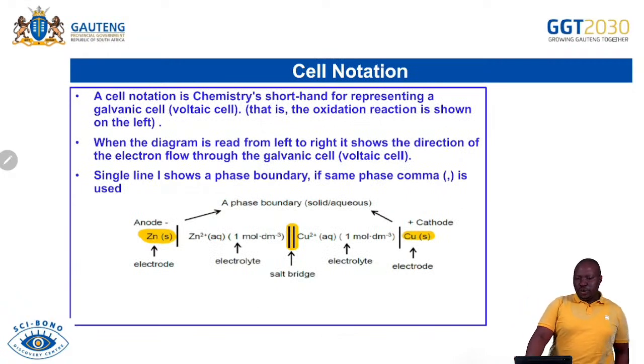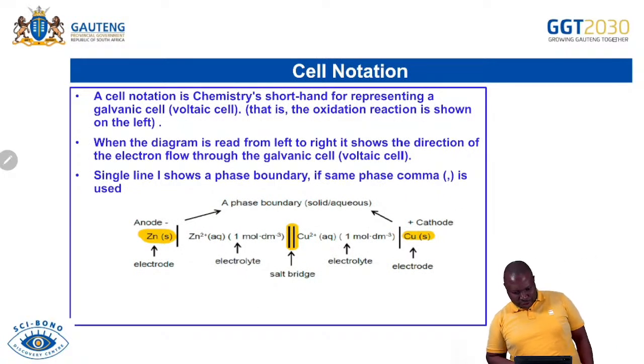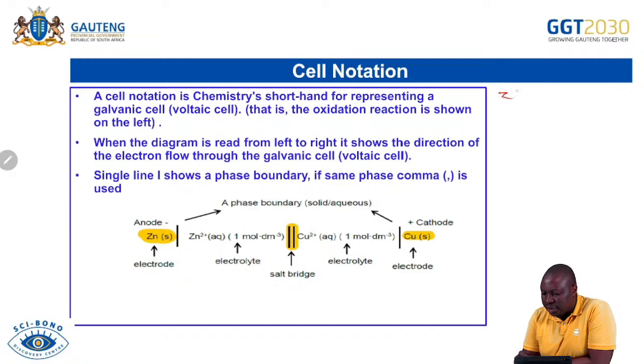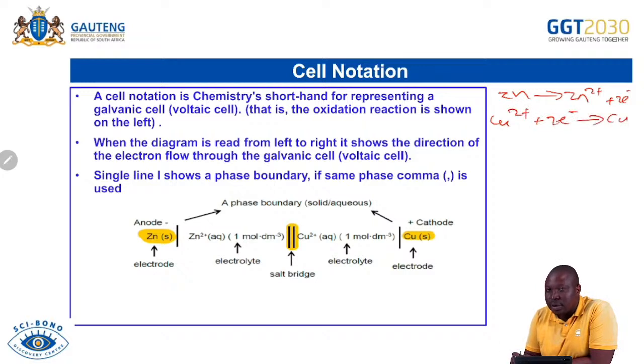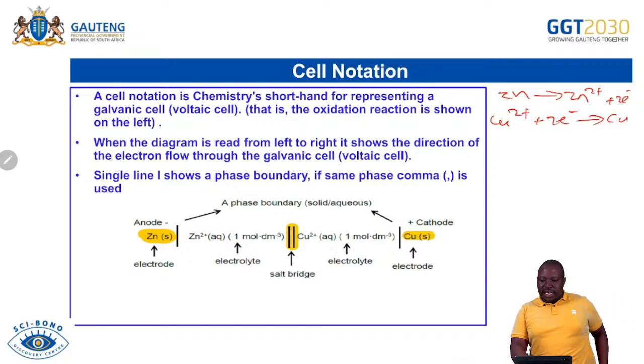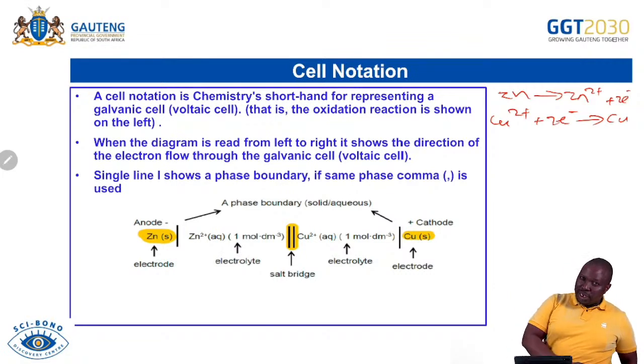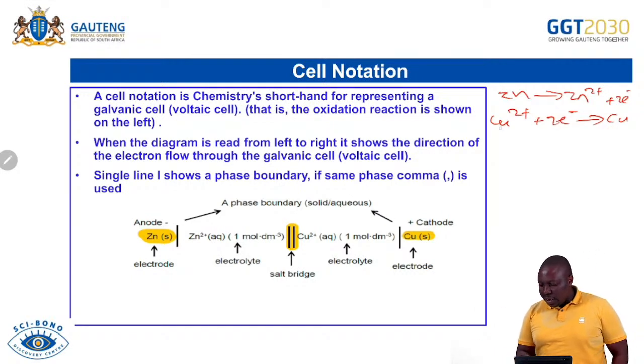Now we have what we refer to as cell notation. Let me take you back to where we started. When we started, we said you will have zinc losing electrons to become zinc 2+. And then we said copper 2+, because it has a higher standard reduction potential, will gain electrons to become copper. Step number 1, you knew which one is going to lose electrons and which one is going to gain electrons. After that, you did what you call the net. So you add the two, you get the net or overall cell reaction.